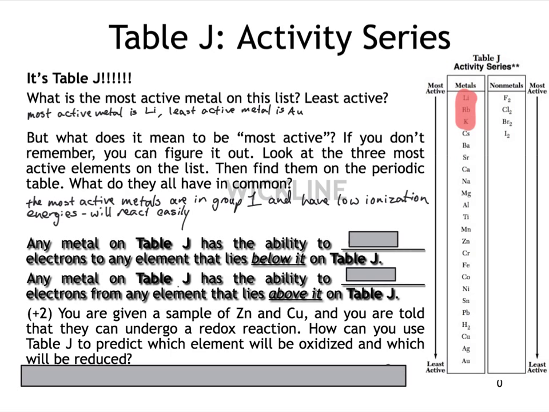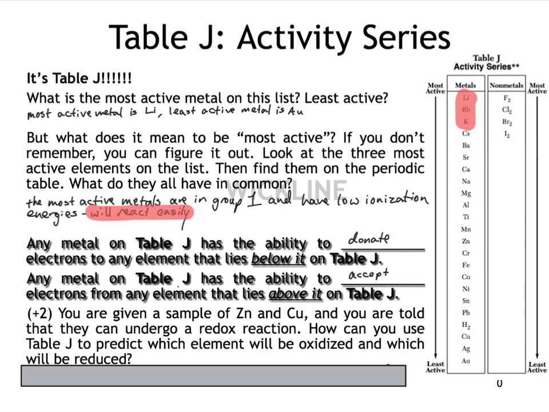But having this very low ionization energy means that they're going to react very easily. And this is what is meant by saying that Table J is about activity. It's about reactions. In terms of details, things you should know is that any element at the top of Table J can donate electrons to any element below it. And likewise, any element that's below another element on Table J has the ability to receive electrons from that element.